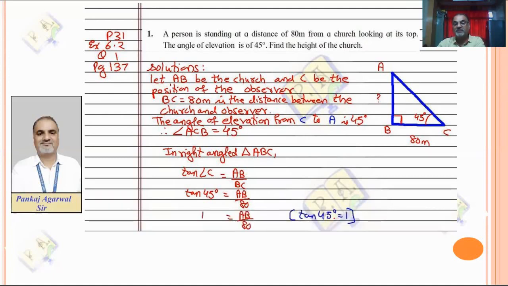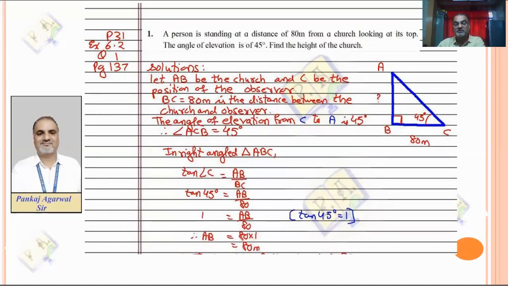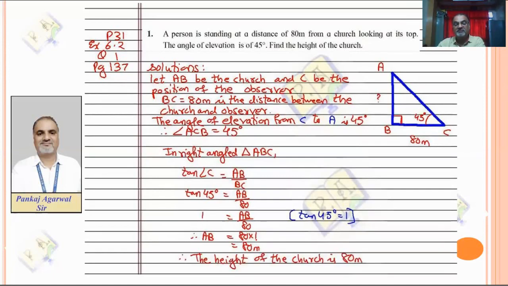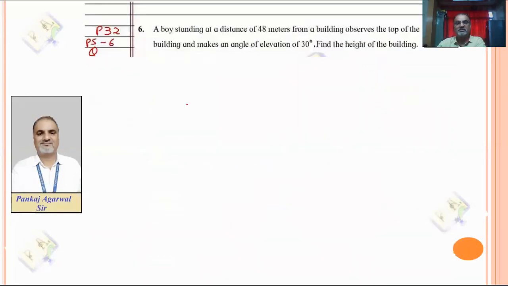But how much is tan 45 degree? 1. Therefore, instead of tan 45, I'll write 1 equal to AB upon 80. Cross multiply. AB is equal to 80 into 1, that is 80 meter. Rewrite your final sentence. Therefore, the height of the church is 80 meters. Let's see the next sum, exactly in the same method.